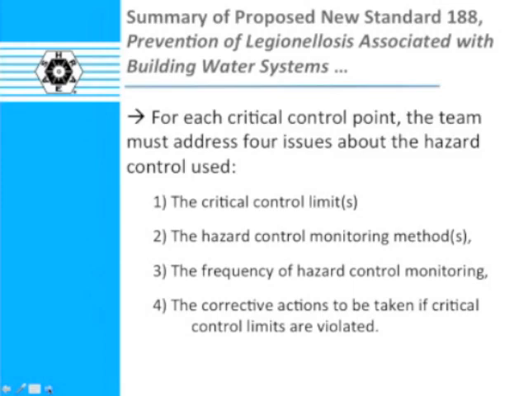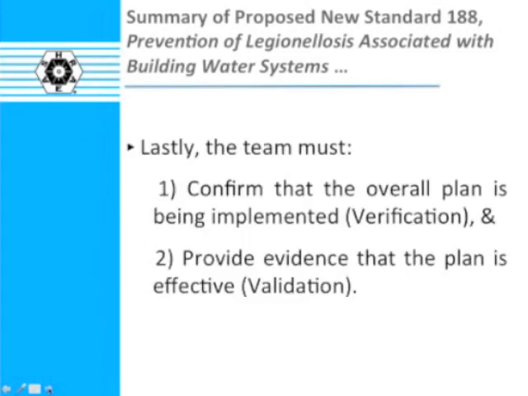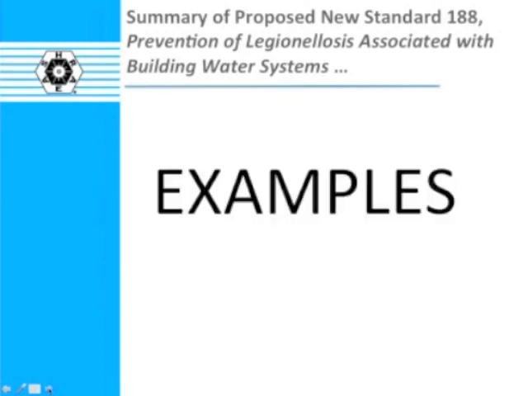Now we're almost finished, actually, in describing what is required by the standard. Lastly, the team must confirm that the overall plan is being implemented, and that's called verification. And second, provide evidence that the plan is effective, and that's termed validation. And really, that is what the standard requires.